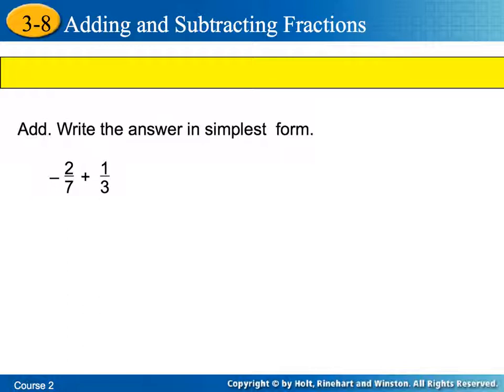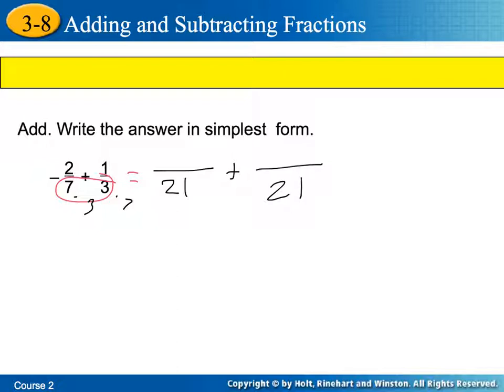Okay, so here we go. We are going to add. But can I add right away? No, I need a common denominator here. My common denominator between these two is 21. Times 3, times 7 here. I multiplied those two together. Again, there's my common denominator.